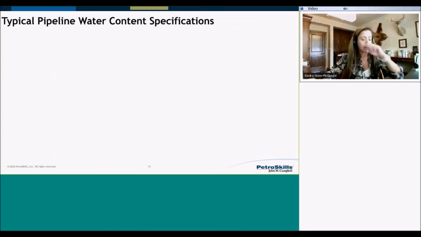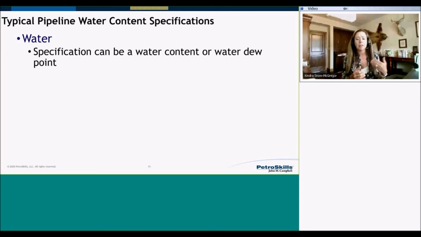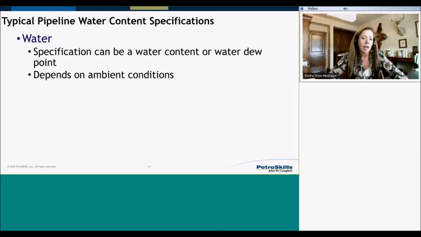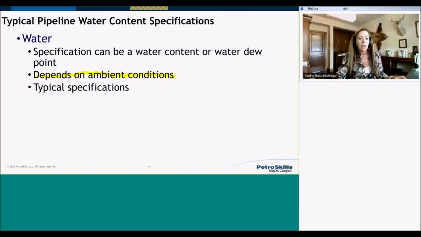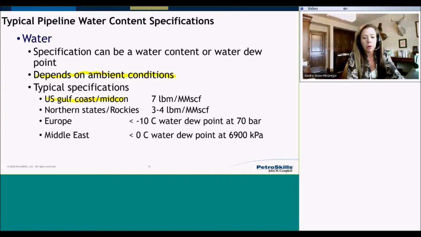And so let's talk about now, what is a typical pipeline water content specification? And so I'm just talking about water, right? And so I can specify this either as a water content or a water dew point. And this specification depends on my ambient condition, i.e., how cold is it going to get outside in the location where this pipeline is going to be. And so some typical specifications you can see here, US Gulf Coast or the Mid-Con area, 7 pounds per million standard cubic feet. In North America, we usually specify it as a content. In the northern states, so now I know I'm going to be cold, 3 to 4 pounds per million.